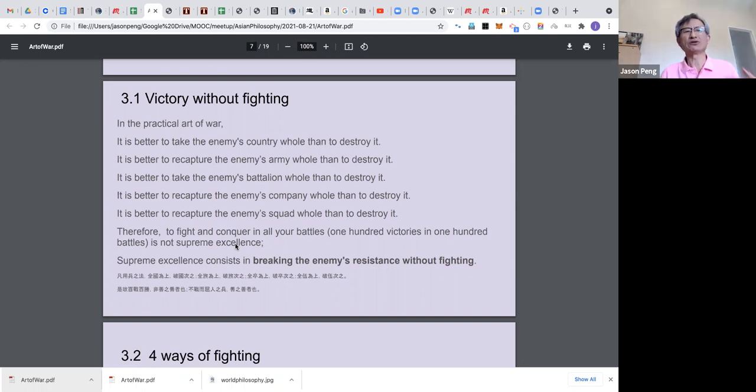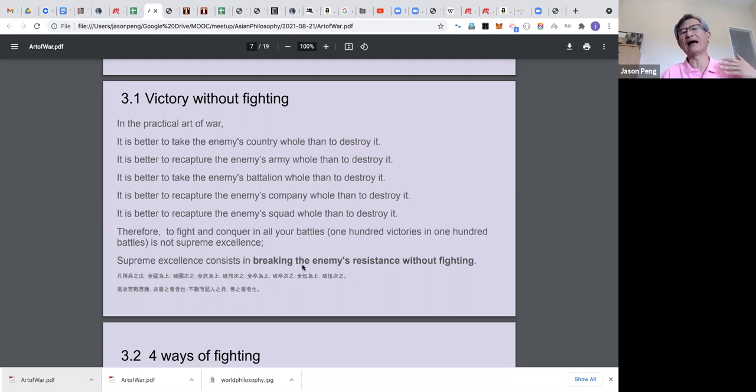So basically it talks about victory without fighting. He talks about the practical art of war, right? The art, thanks for the reminder, it's not another word, basically it's technique, okay? So the better way is to take the enemy whole. He wants you to take the whole country, the army, the battalion, the company, the squad, depending on your level, instead of fighting one by one. The best way is to take it whole, okay?